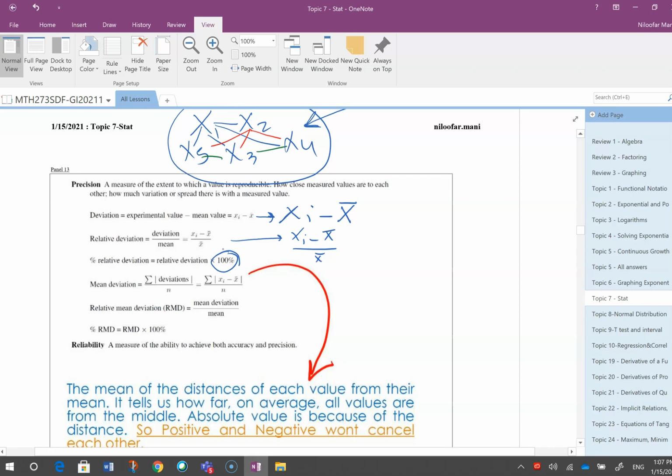I find all these deviations, meaning all these differences, and then I add them and divide by n. What is the reason I am using absolute value? Do you remember absolute value from 171? It says whatever value you have, I just use the positive value of it. So if it's negative, positive, positive, positive. I just think of the magnitude of the number. I will show you the reason on the next page. Relative mean deviation is when I compare mean deviation with the mean, and when I multiply by 100 it is percent relative mean deviation.